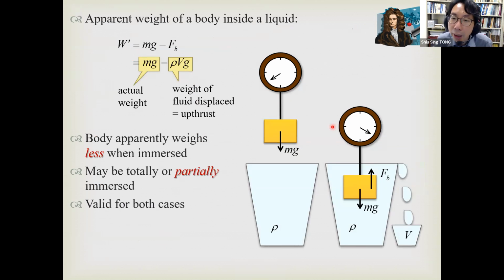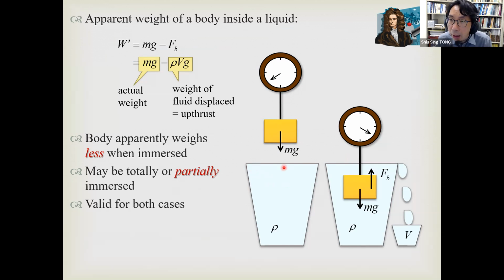Now I can show you a better picture of this. Suppose now I have a balance weighing an object in air. And in air, of course, the true weight of the object, mg, is the reading of the balance, right? So the balance reads mg. Suppose now I immerse it in water. I immerse the object totally in water.